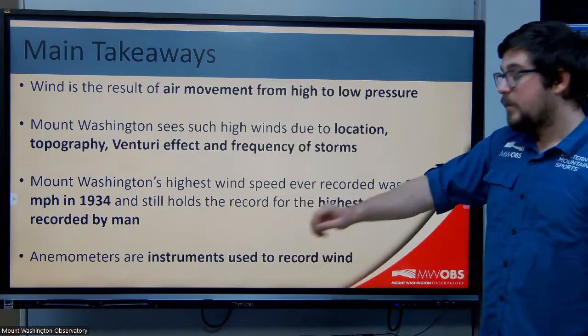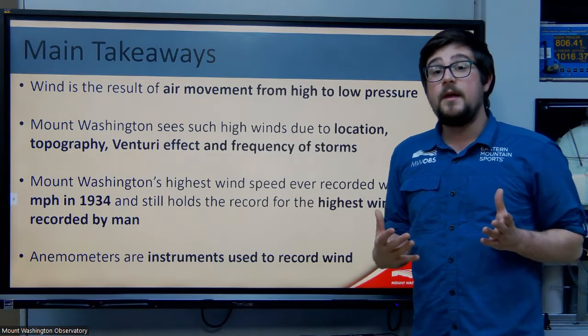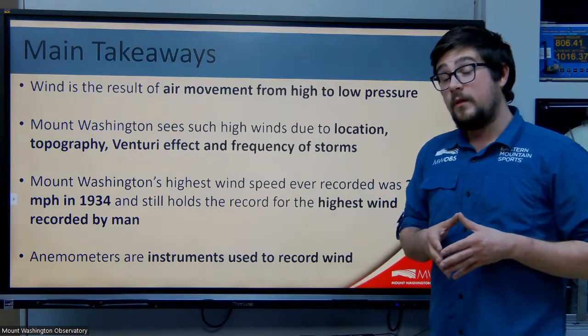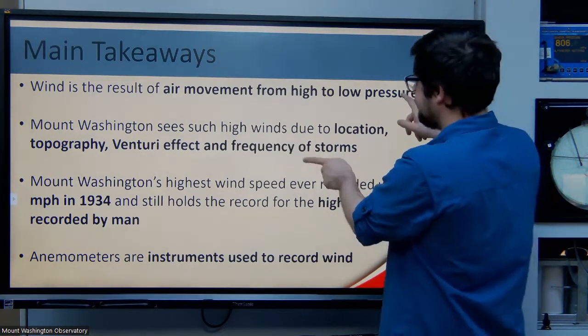And finally, we use those anemometers to report wind. A wide variety of anemometers up here on the summit. We're actually the only observatory that uses those pitot tubes to record wind. Just a fun fact for you.